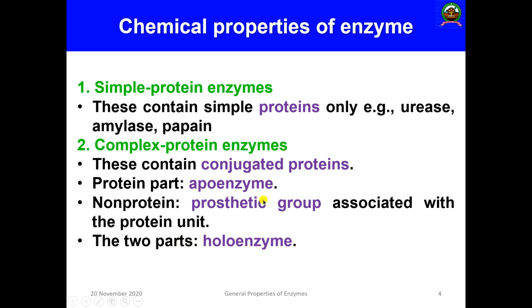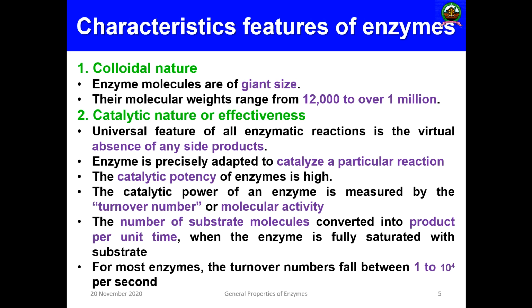So that is why I told you the enzyme is a very complex molecule consisting of a protein part, the apoenzyme, and a non-protein part, the prosthetic group, commonly known as the holoenzyme. So these are the chemical nature of the enzyme.